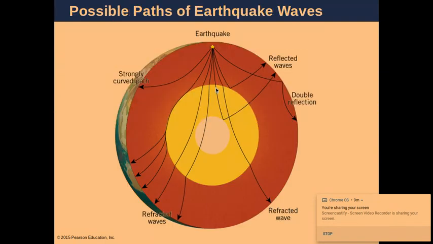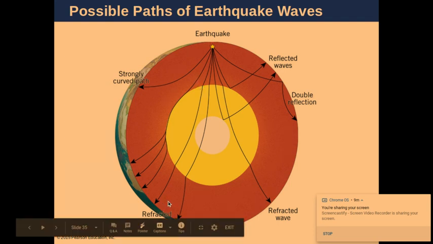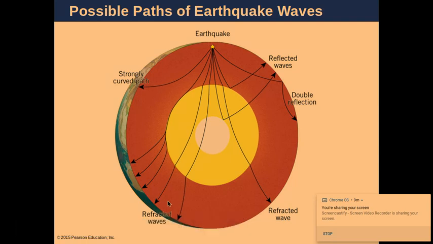This shows two things. It shows some waves can't get through. And it also shows that you get bending, so refraction, of some of the waves. And that refraction will vary depending on the type of material that the wave goes through. So we can get density calculations from the refraction of the waves.